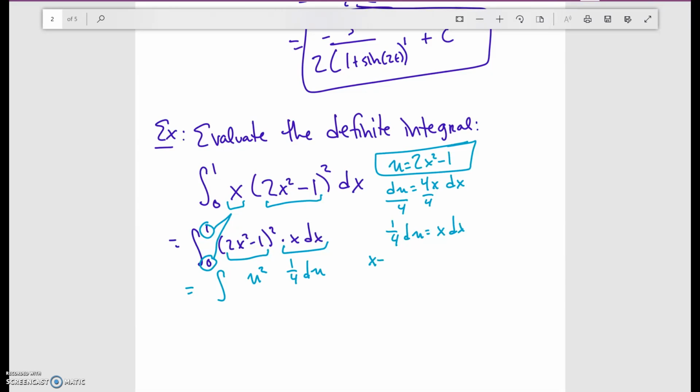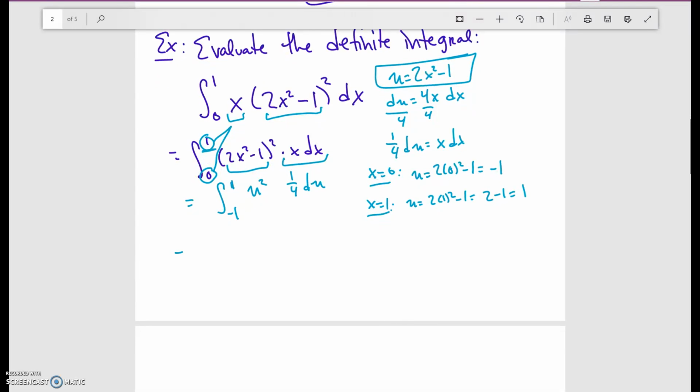So first I know x equals 0. So at x equals 0, let's see what u should be. So u is 2 times 0 squared minus 1. That's just going to give me -1. Okay. So when x equals 0, this is now going to be -1. All right, what about when x was equal to 1? Okay, so try to figure out what this number is. So u is equal to 2 times 1 squared minus 1. It's going to give me 2 minus 1, which gives me 1. So this is just going to be a 1. Okay, all right, so now we got our new limits of integration and we got everything else.